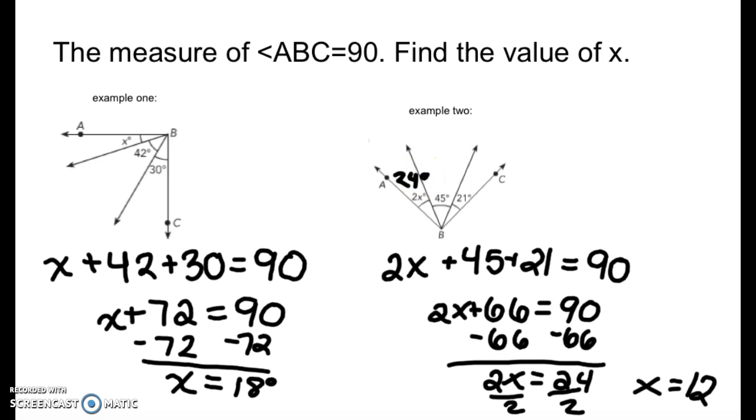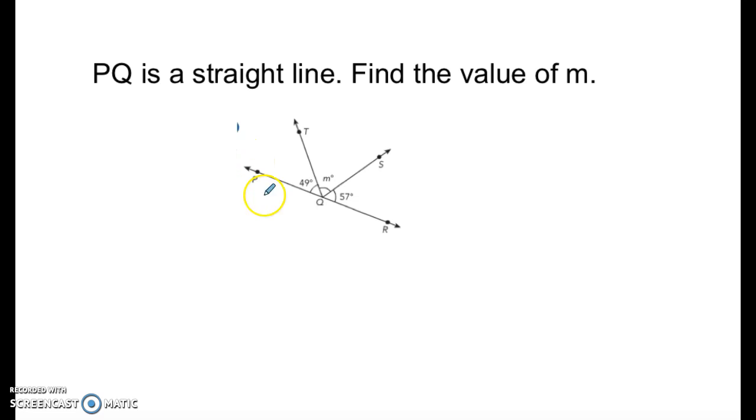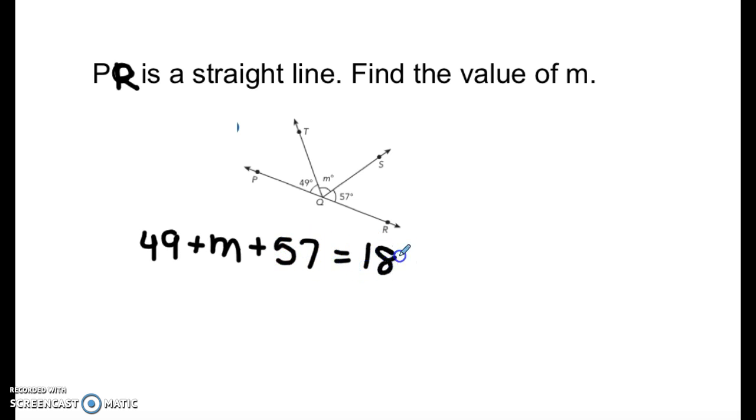And let's go ahead and look at one more example. PQ is a straight line. So we want to find the value of M. We know straight lines are 180 degrees. Well, actually, I guess this should say really PR is a straight line for this to work in our problem. So we have 49 plus M plus 57 equals 180.